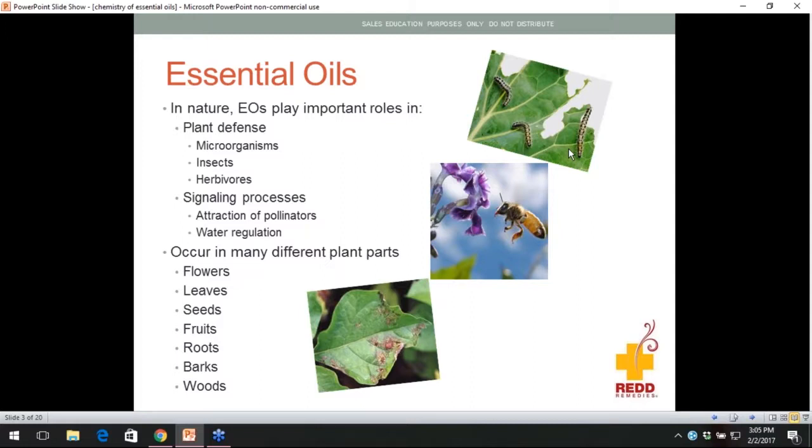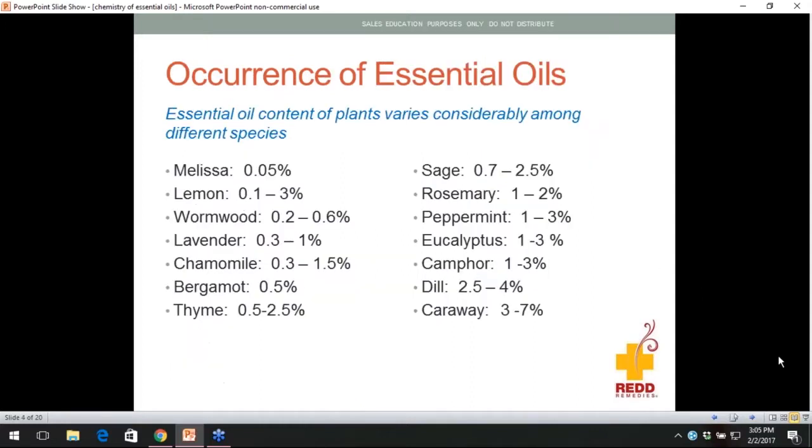They have really important roles in the plant, and essential oils are found in all different plant parts. You find them in the flower, you find them in the roots, you find them in the bark, so they're in all different parts of the plant. So when you look at the occurrence of essential oils across different species, you'll see that the percentage of total essential oil will vary among different species.